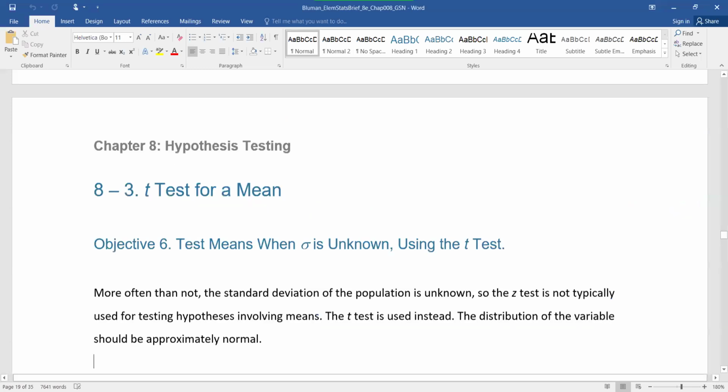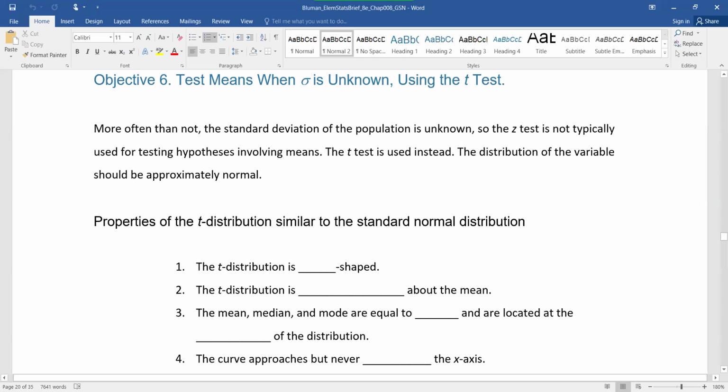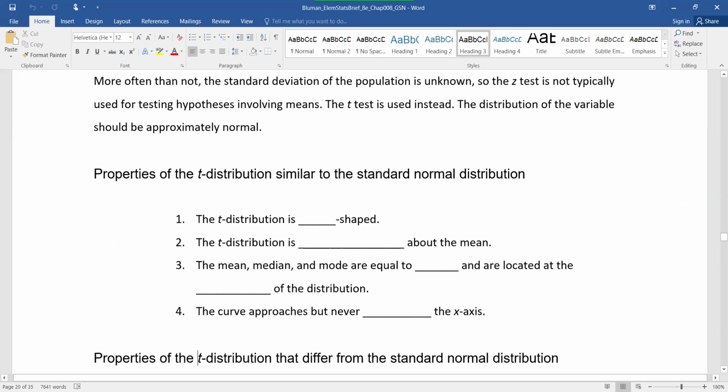So the objective 6 here is to test means when a population standard deviation is unknown, and we're going to use the t-test to do that. This is where you have the degree of freedom and all that stuff that we did at the end of chapter 7. More often than not, the standard deviation of a population is unknown. So this is a more realistic type of situation you'll deal with in the real world if you do become a statistician. So the z-test is not typically used for testing hypotheses involving means. The t-test is used instead.